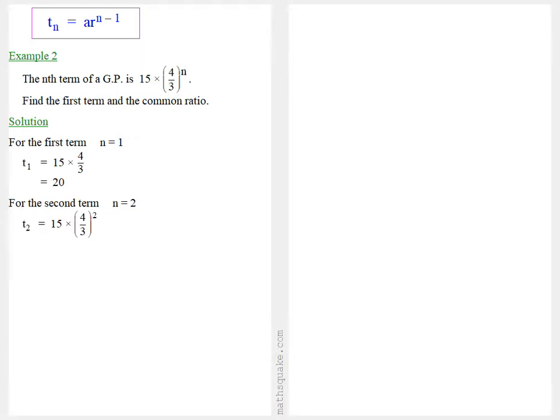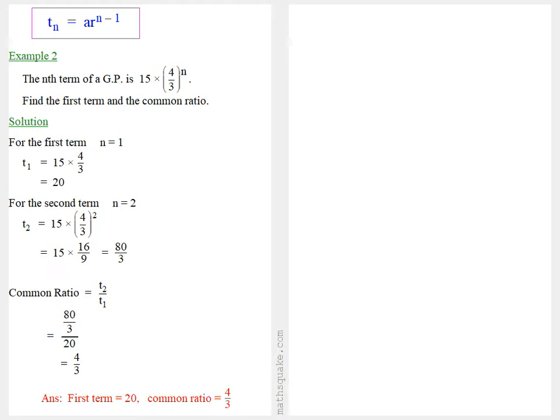T2 is equal to 15 times 4 over 3 squared. So it's equal to 15 times 16 over 9, which cancels down to 80 over 3. Now the common ratio is T2 divided by T1. So it's 80 over 3 divided by 20, which is 4 over 3. So the first term is 20 and the common ratio is 4 over 3.